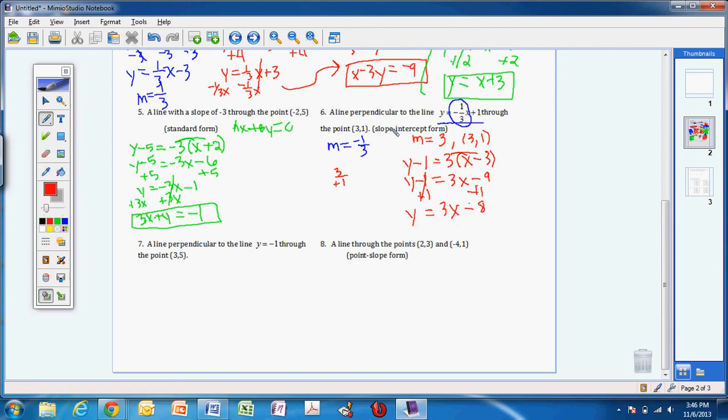So in this case, slope-intercept form, y equals mx plus b. We are there. So the equation of this line in slope-intercept form is y equals 3x minus 8. Okay.